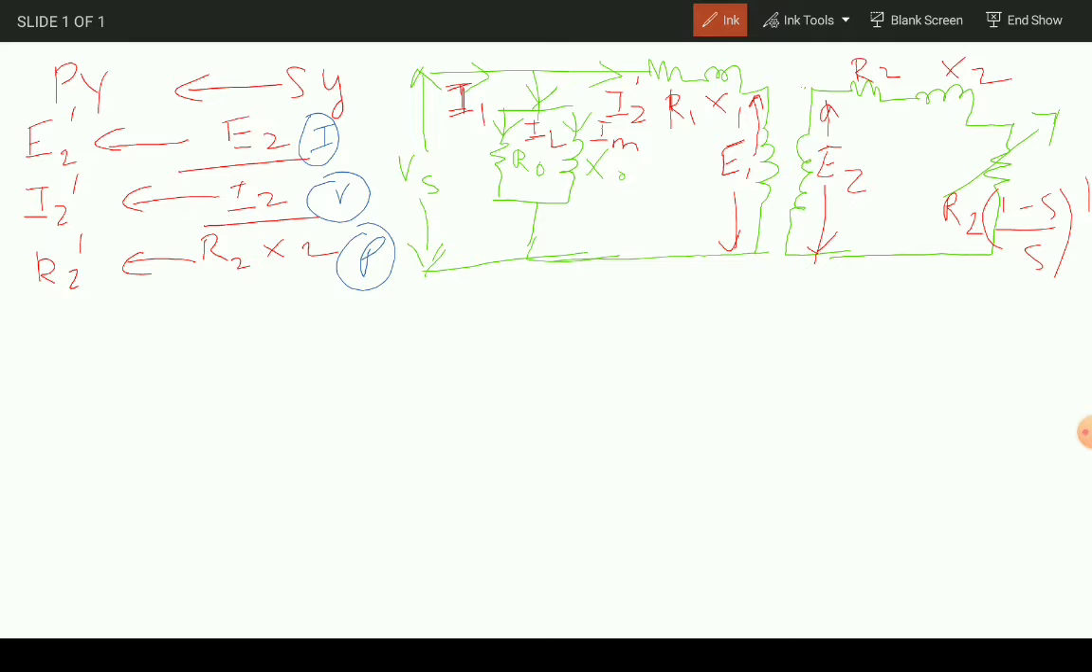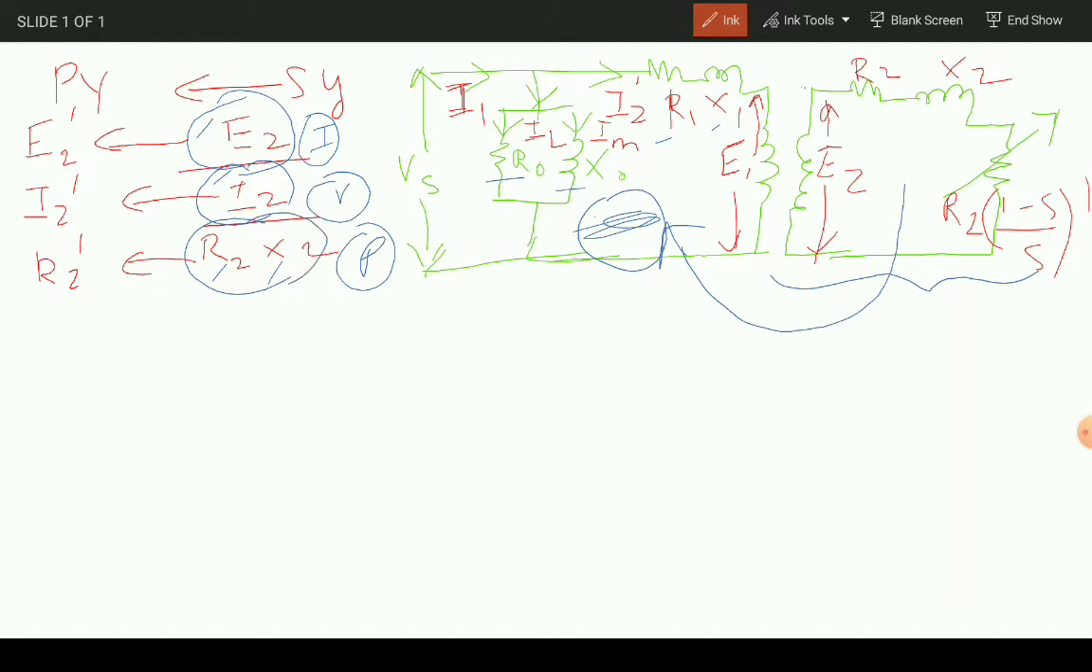What we understand is the primary has more parameters, like R0, X0, R1, X1 and all, but the secondary has very few. So it is easy for us to convert all the parameters from secondary to primary. When we transfer the secondary to primary, let us recall what parameters there are. We have E2, I2, and R2, X2. These can be divided into different categories. E2 comes under the voltage category, this is current, and these are the elements, that is the device, resistance and reactance.